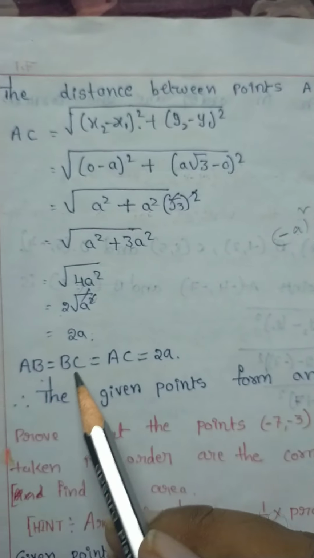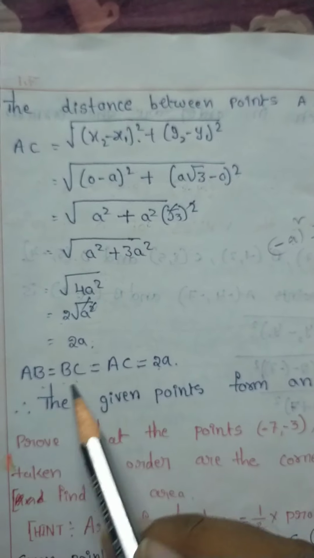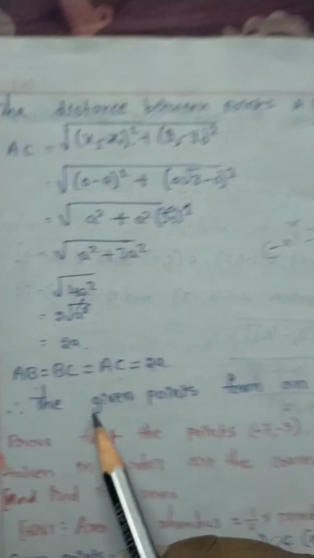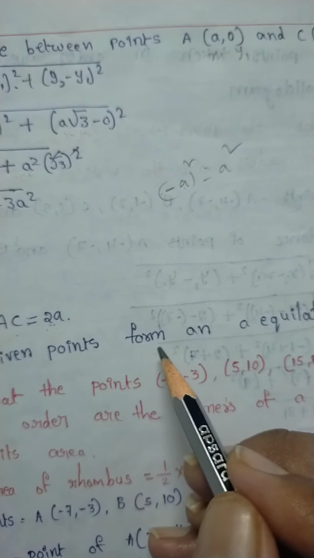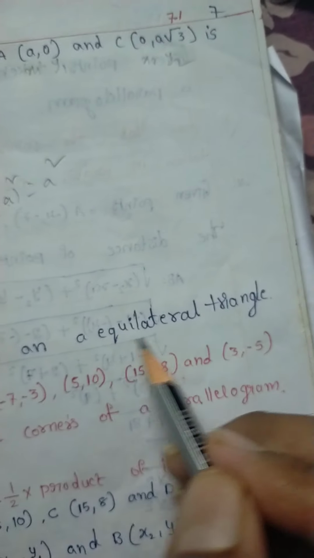Here AB equals 2a, BC equals 2a, AC equals 2a. So the given points form an equilateral triangle.